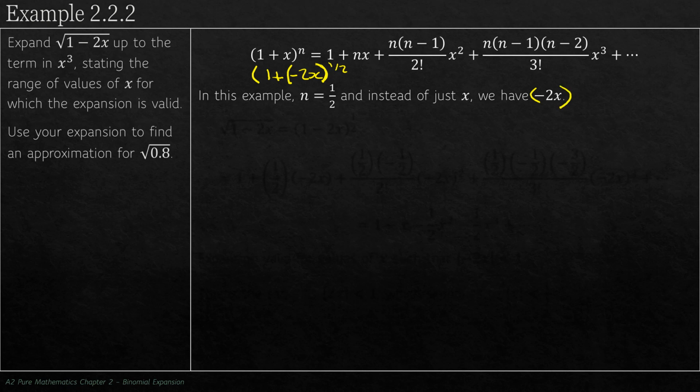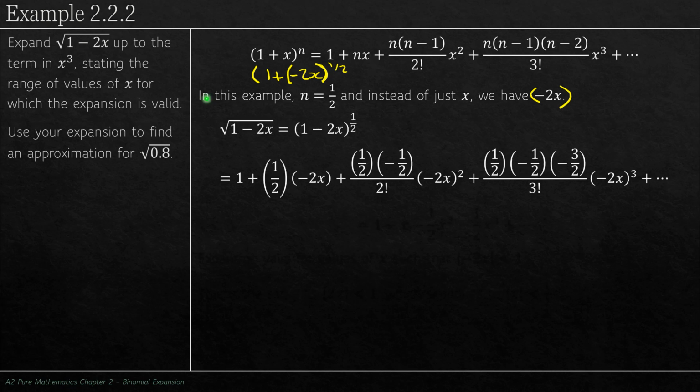And then it's just a case of structuring it. Like I said, write it down first of all. So when we do this expansion, we have 1. I'm using a half for n, so it goes a half, and then instead of x, I've got minus 2x in brackets. Half minus a half, 2 factorial, minus 2x squared in brackets. Half minus a half, minus 3 over 2. So this is just subtracting 1 off each time. I've got 3 numbers there, 3 factorial, cubic.